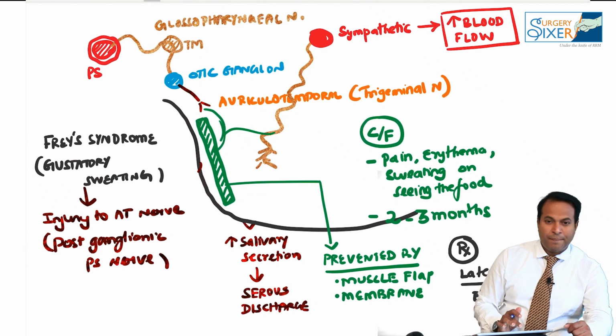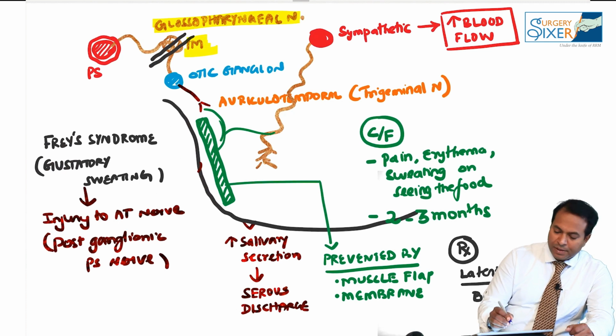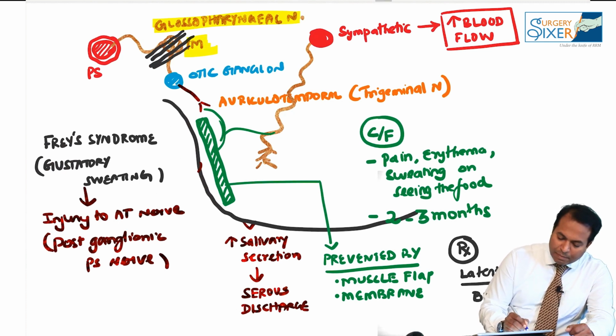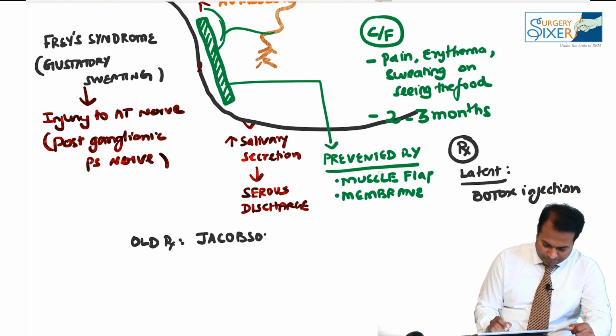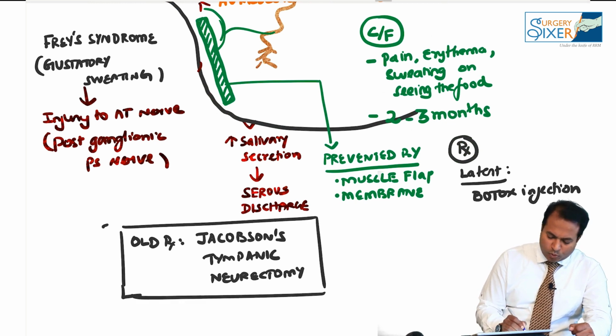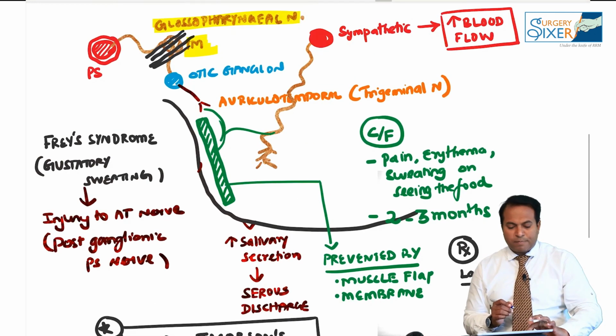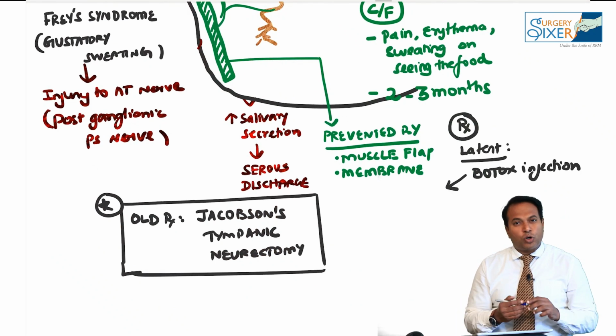Just remember this point. This is the latest treatment, so what is the old treatment? The old treatment is we cut the glossopharyngeal nerve at the tympanic membrane. Please observe this picture. The glossopharyngeal nerve, I told you, will be crossing the tympanic membrane. I will cut this nerve at the level of the tympanic membrane. This is an old treatment. What is the name of that treatment? That is known as Jacobson's tympanic neurectomy. We had to do Jacobson's tympanic neurectomy in those days. This is not done nowadays because we have an excellent treatment, Botox injection.